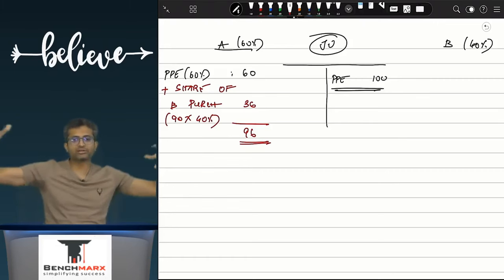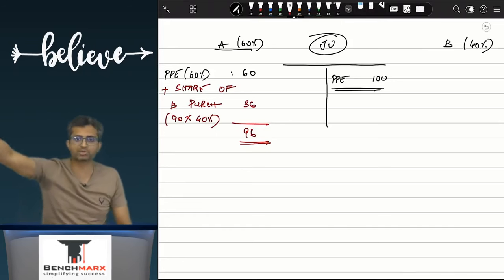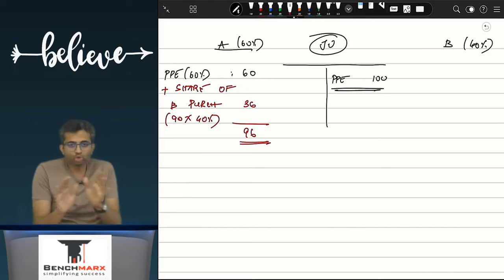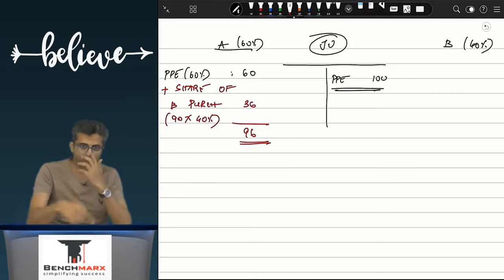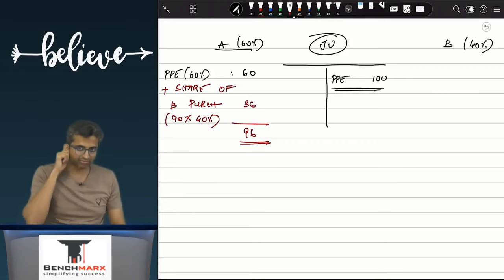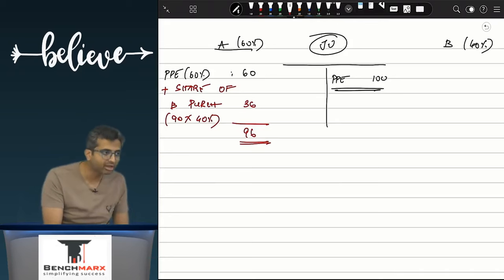The joint venture, a partnership firm, has purchased an asset worth 100. Once upon a time, they must have purchased an asset worth 100. 100 versus 60, aapka paisa hai. Now, you don't recognize losses till the time they are realized. You don't recognize profits till they are realized. So, if I say ke chalo 90 pe pura recognize kar dete, then I am recording a loss of 6 also in my books.